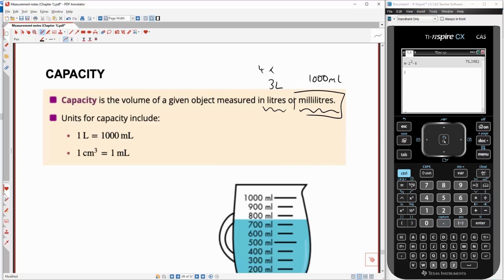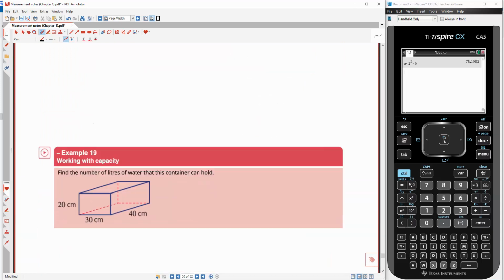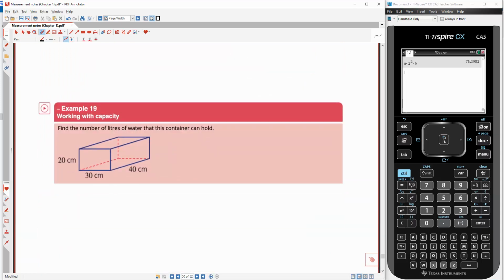So 1 litre is the same as 1,000 mil. Most of your drink bottles that store 1,000 mil will be 1 litre drink bottles. And here's a really important conversion to remember: 1 centimetre cubed is exactly the same as 1 milliliter. Okay, so find the number of litres of water that this container can hold. Now, I know that 1 centimetre cubed is equal to 1 milliliter.